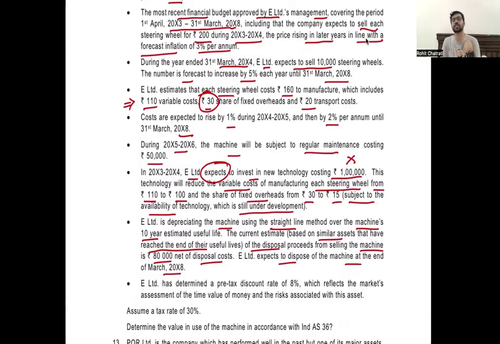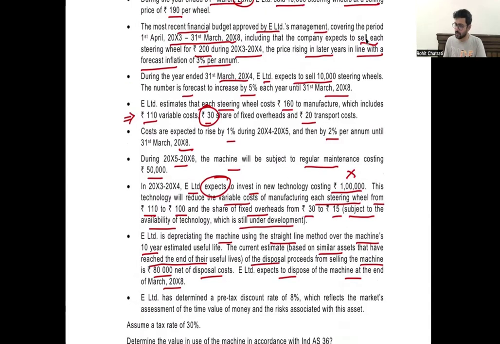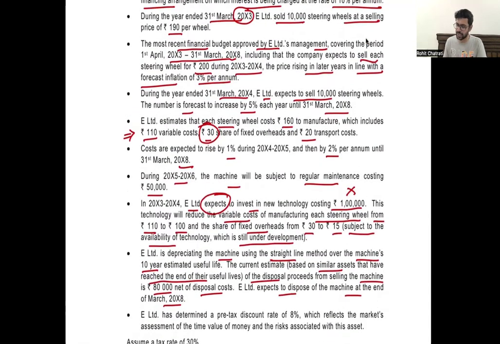So E Limited is expecting to dispose of this machine at the end of 2018. Therefore, we have cash flows up to 2018, starting from 2013. At the end of 2018, we expect to dispose of this machinery and we expect to receive 80,000 from such disposal.